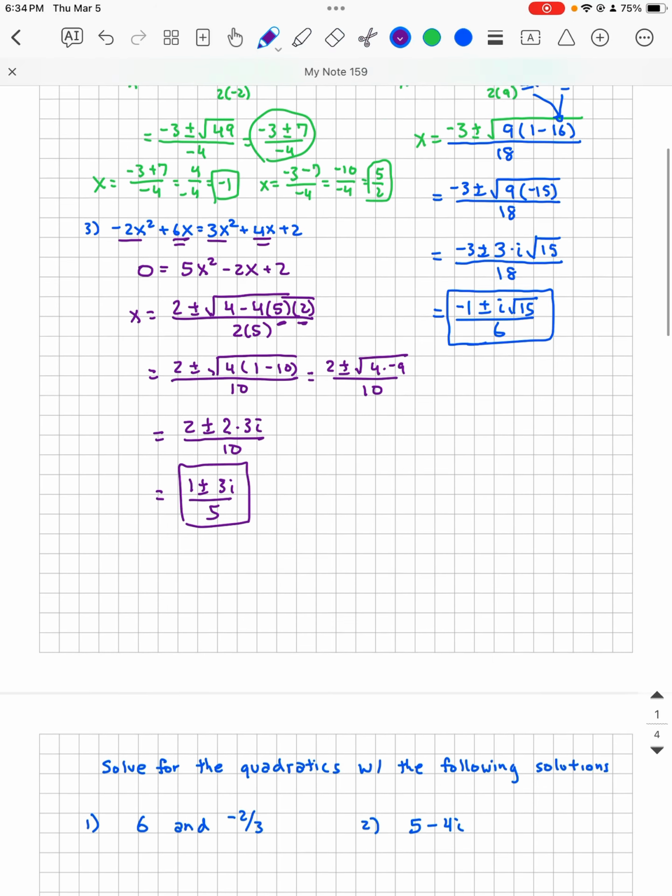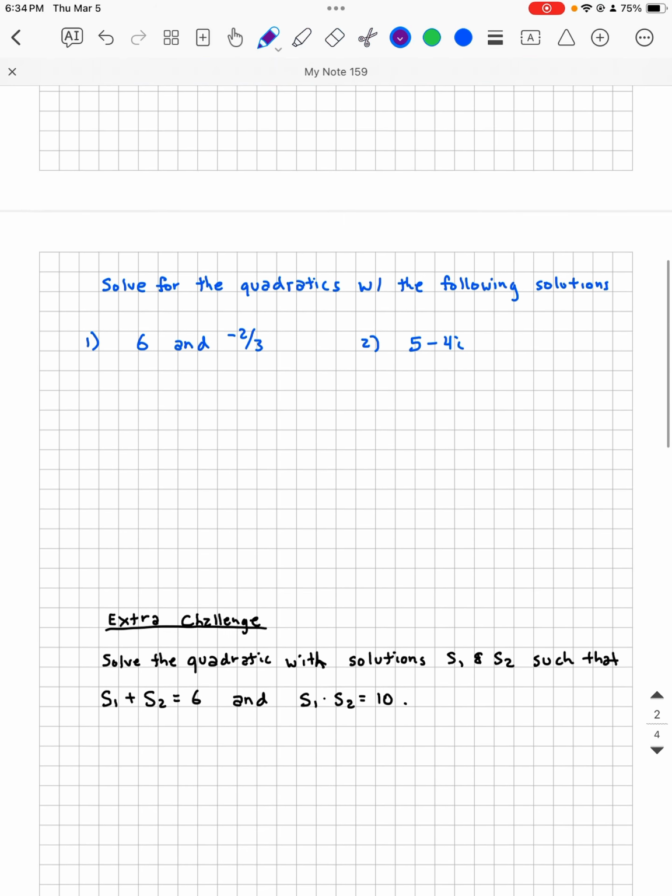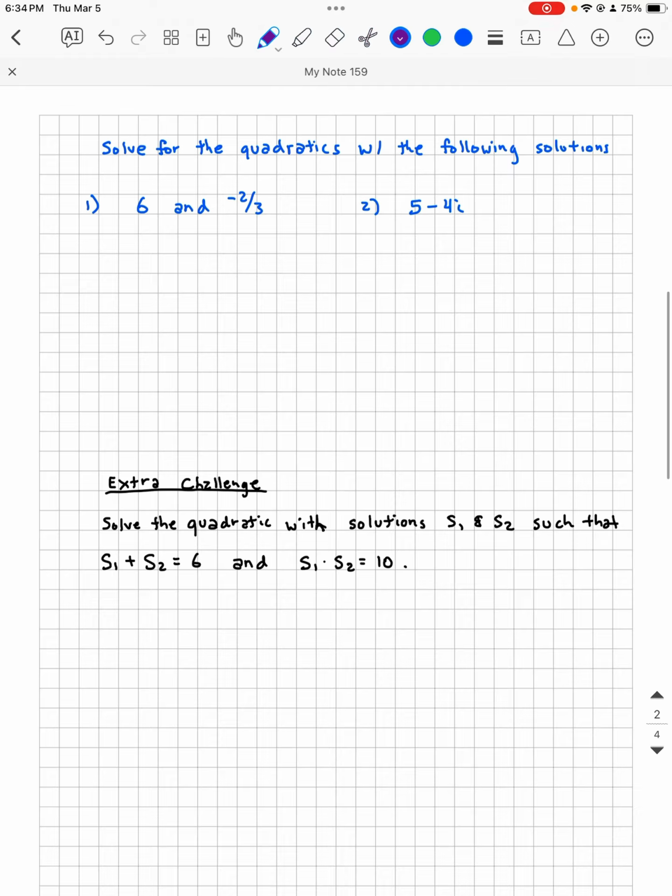All right, so hopefully that is pretty straightforward. Now what we're going to do is work backwards, meaning if you are given the solutions, I want you to work backward to figure out what is the quadratic that will give you those solutions. Anytime when it comes to math, remember, if you need to go forward, you're going to have to learn how to go backward too, and this is basically it.